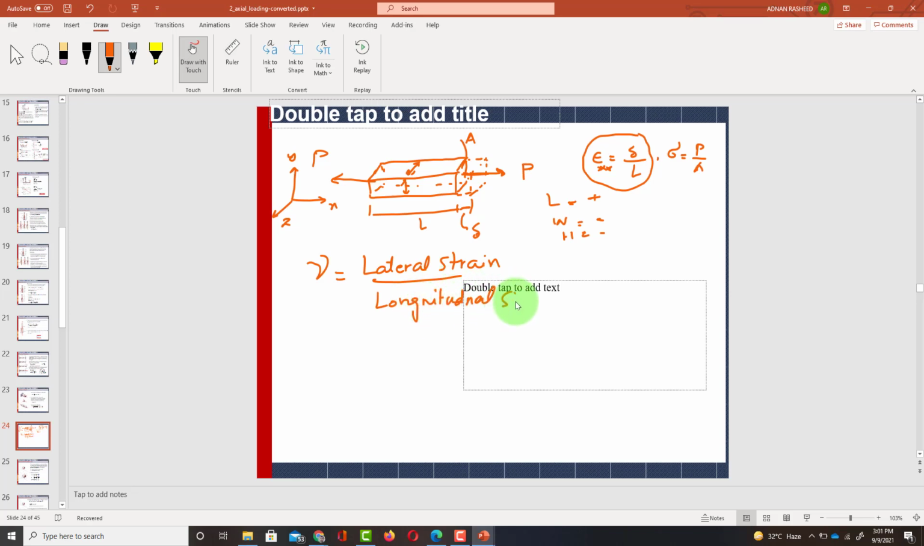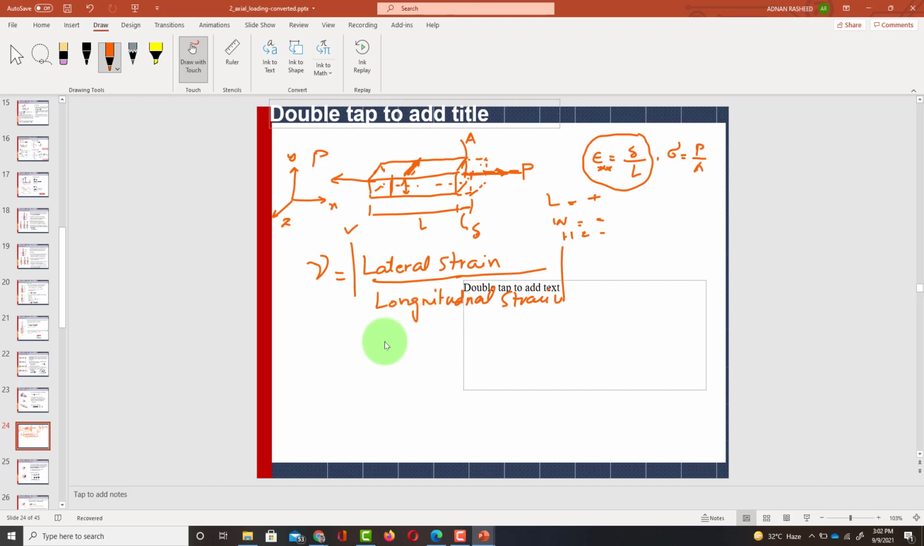Longitudinal strain. Now, what is lateral strain? This is the longitudinal direction, and anything other than longitudinal is lateral. This direction is lateral, and this is lateral, perpendicular to the longitudinal strain. So nu is equal to lateral strain over longitudinal strain, and it is written in these two brackets. What does it mean? It means that nu is a positive value.